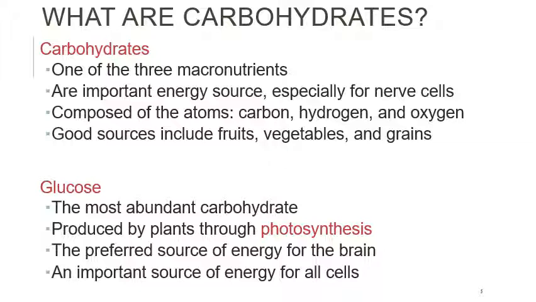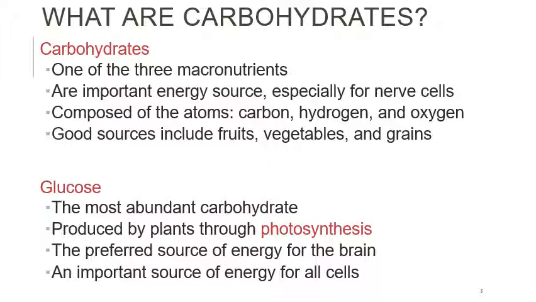Carbohydrates are composed of the atoms carbon, hydrogen, and oxygen. Good sources of carbohydrates include fruits, vegetables, and grains. Glucose is the most abundant carbohydrate. It's produced by plants through photosynthesis, which we just spoke about in previous slides. The preferred source of energy for the brain is glucose.